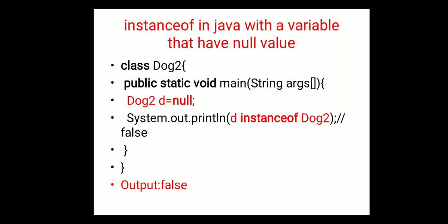The object is not created. The object reference variable d is made to null. So we can say that d is not an object of dog2 class. So when we are printing in the red color, d instance of dog2, it returns false because d is made to null. So whenever some object reference variable is made to null, it doesn't become the instance of a particular class. So these are the uses of instance of operator.